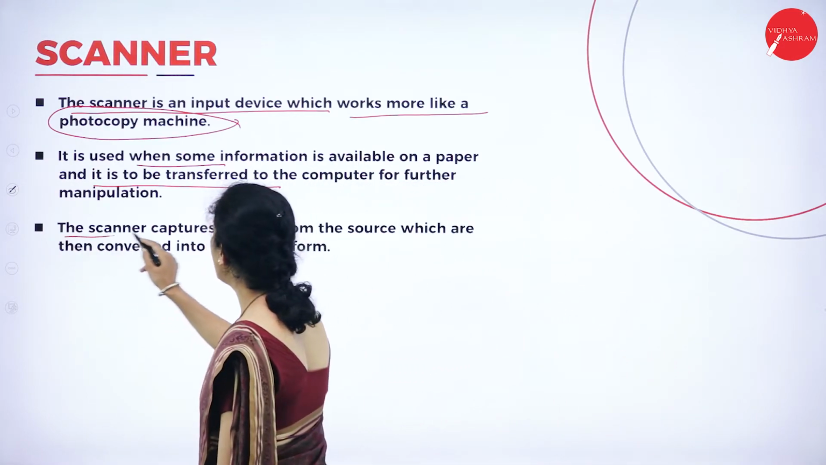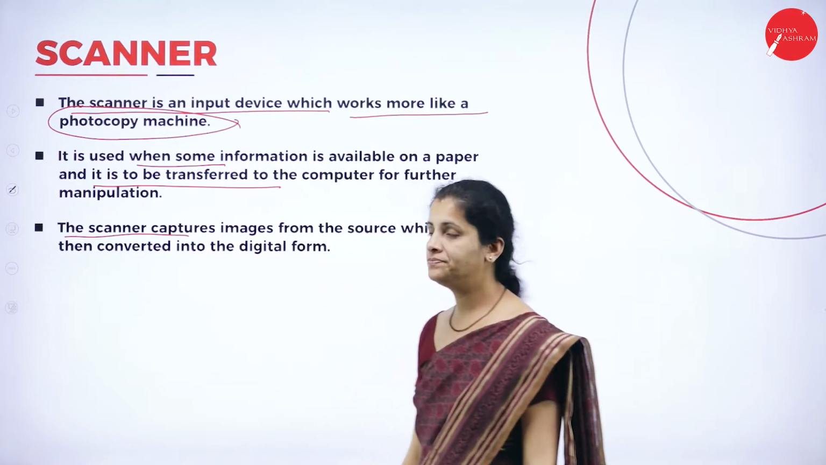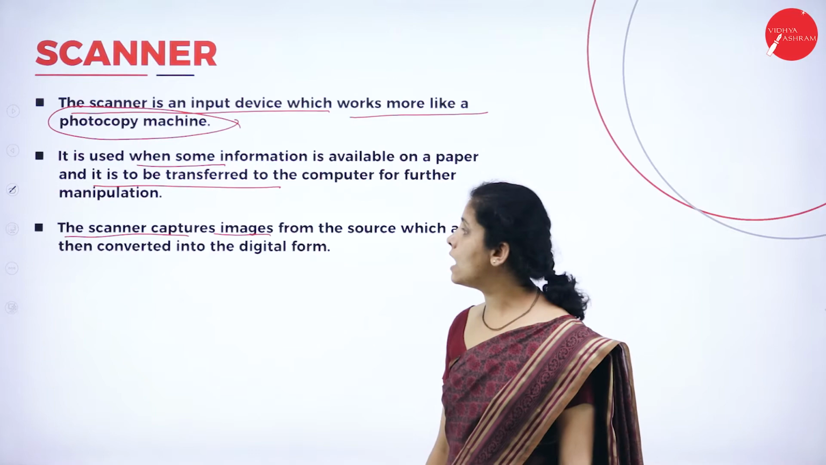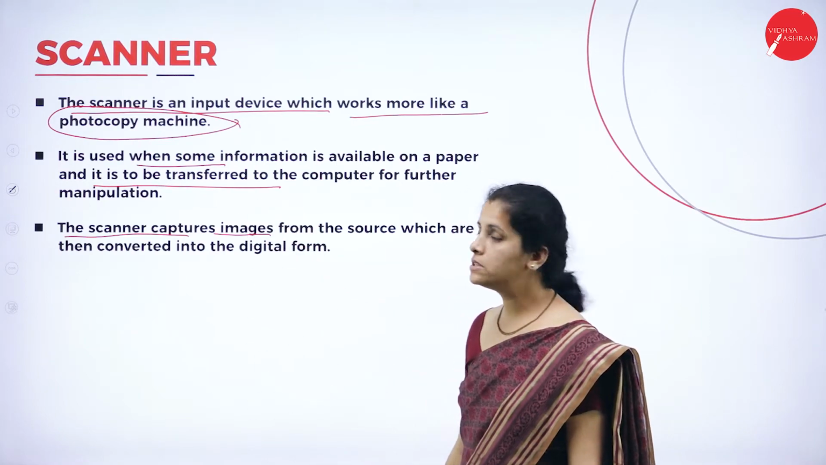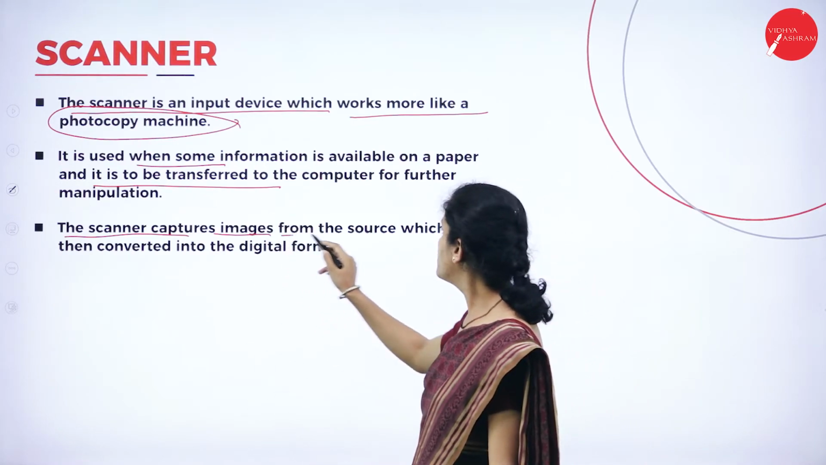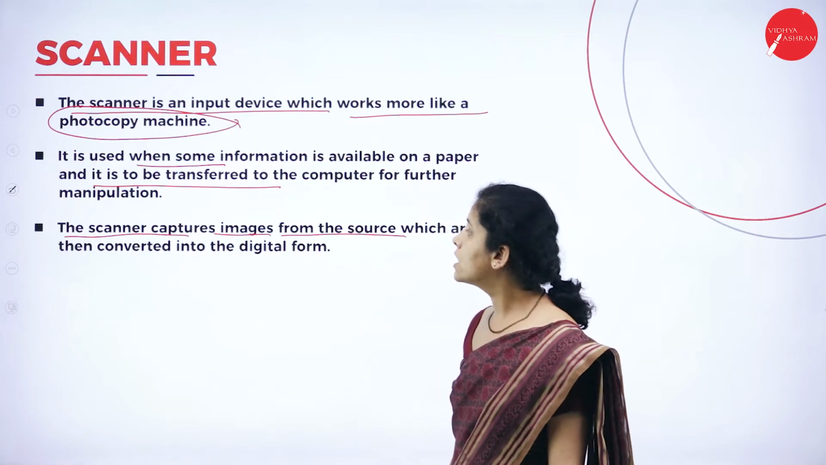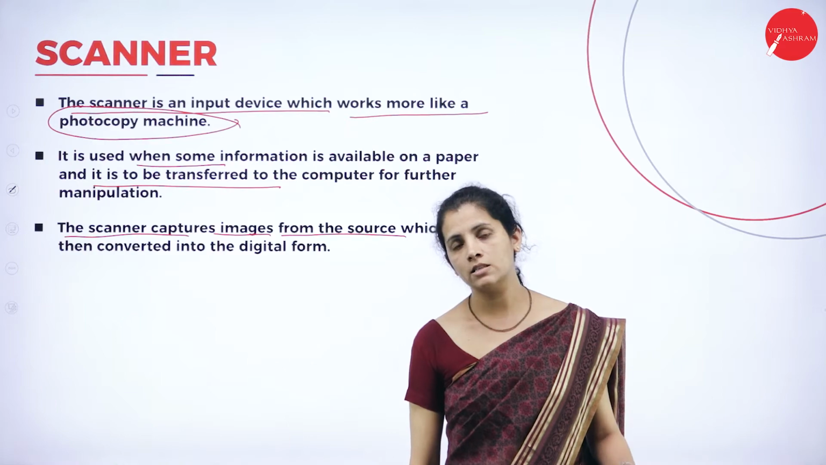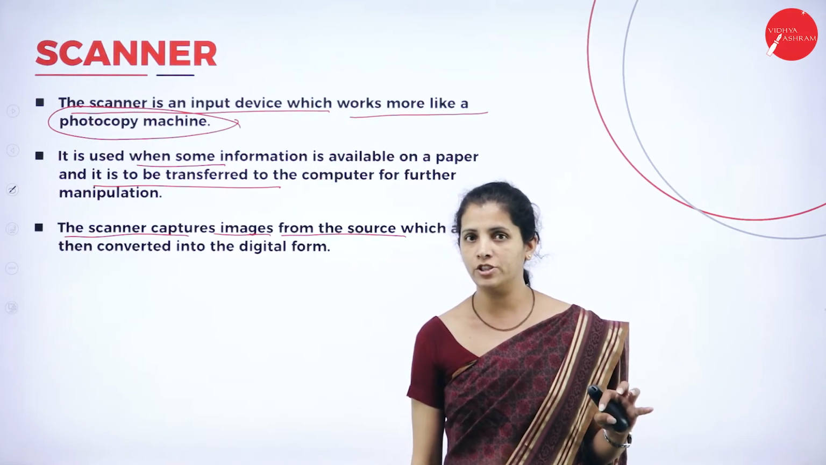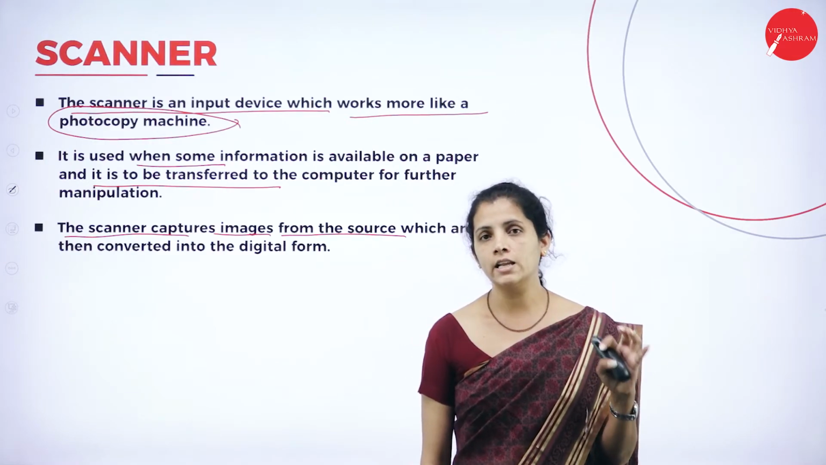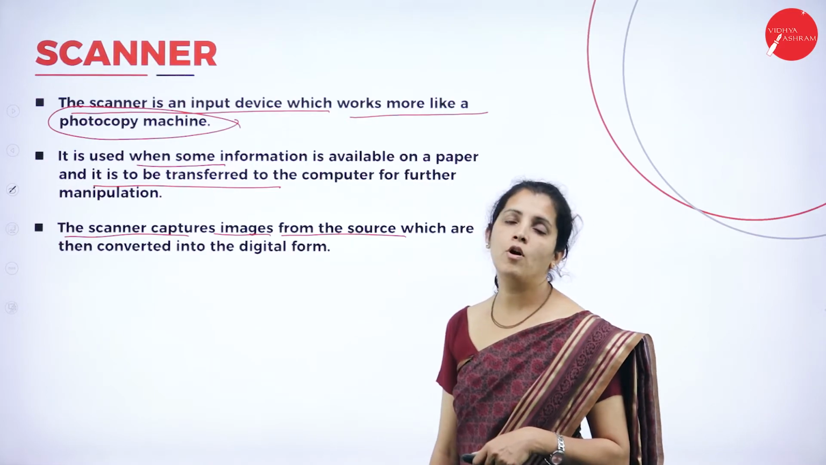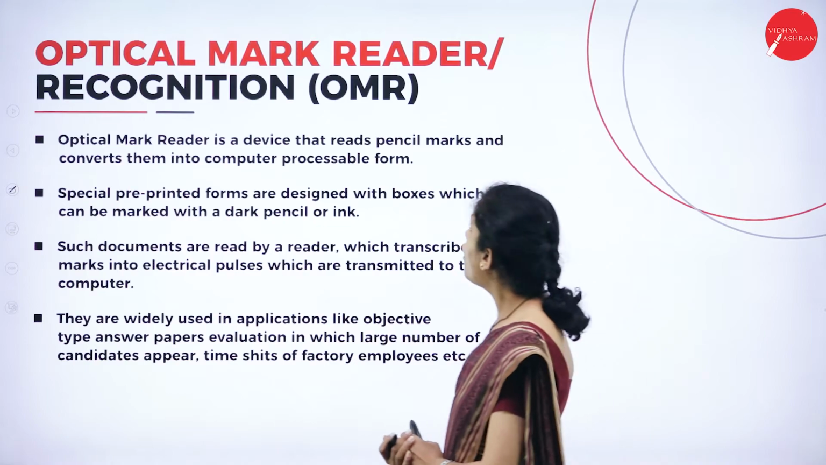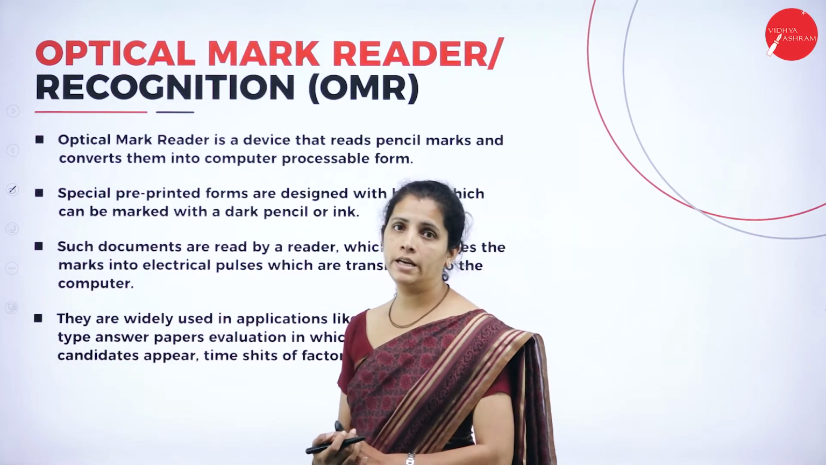So the scanner captures images. Scanners are able to capture images from the source which are converted into digital form. Scanners are used to capture the image, and I'm going to convert that image into digital form or an electronic document. Now I'm going to look at the optical mark reader.